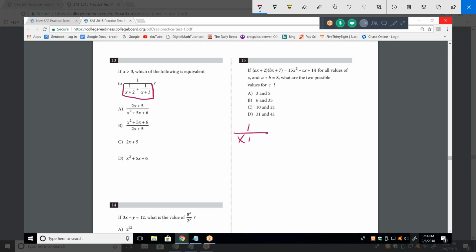How do you add fractions? What's the first thing you have to do when you add fractions? Can't you do 1 plus 1? Nope, that's multiply. If I was multiplying these two fractions, that's what I would do. But when you're adding or subtracting fractions, there's always one thing you have to do. Always. What is it? Find a least common denominator.